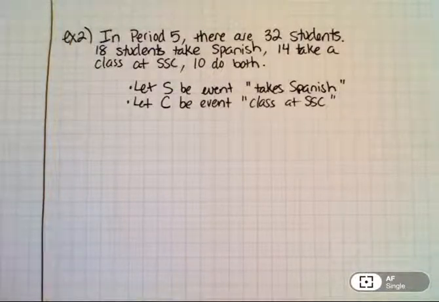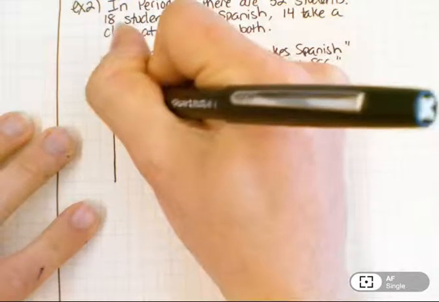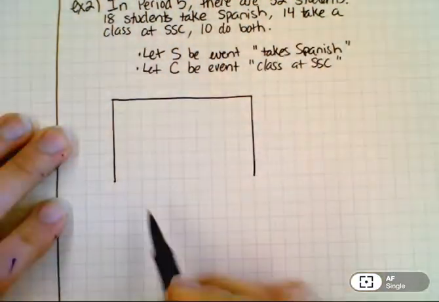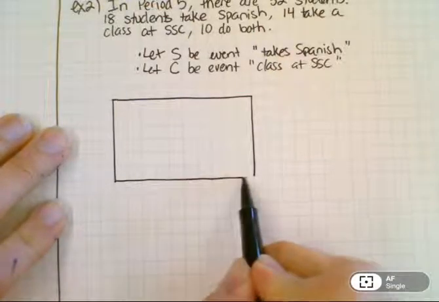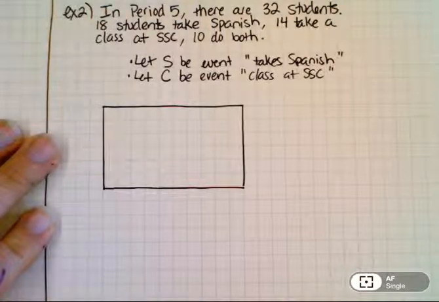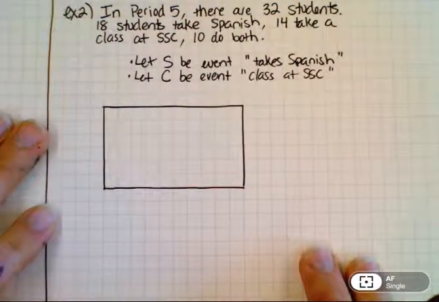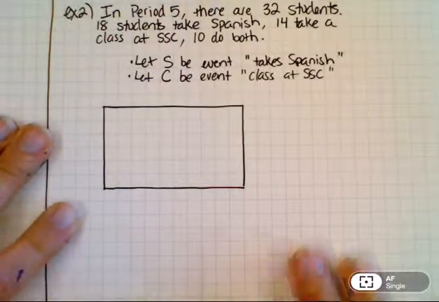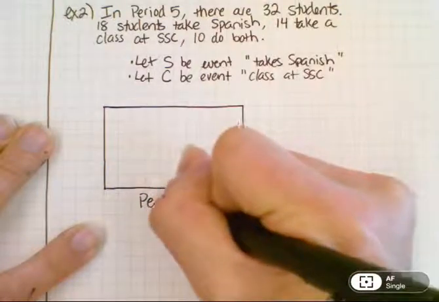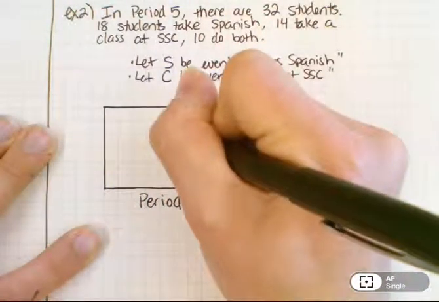So the first thing we're going to do is complete a Venn diagram. In math, when you make a Venn diagram, the first thing you have to do is draw the universe. And the universe is a rectangle. Did you know that? So we're going to call that the universe. That means basically all students in period 5 are going to be in this rectangle somewhere. Now within the universe, within period 5, and if you want to, you can even write period 5, we're going to draw a Venn diagram.